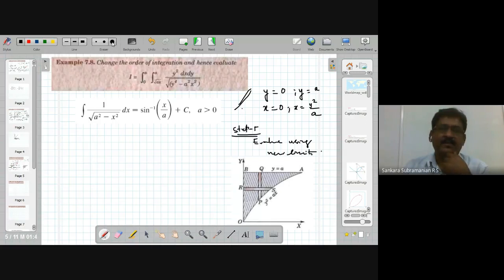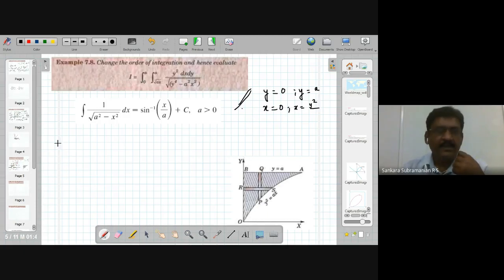Okay, let us go for the evaluation process now. So therefore I equal to, instead of going for this, I can first write the constant limit. First we must write it. So 0 to a. Then we must write the variable limit, y square by a. So the variable limit is 0 to y square by a.